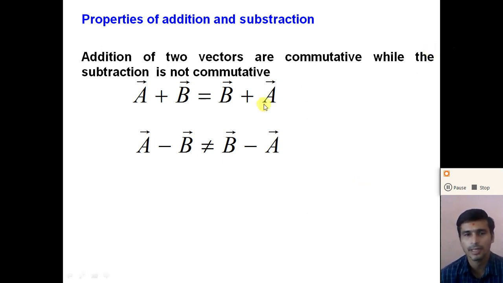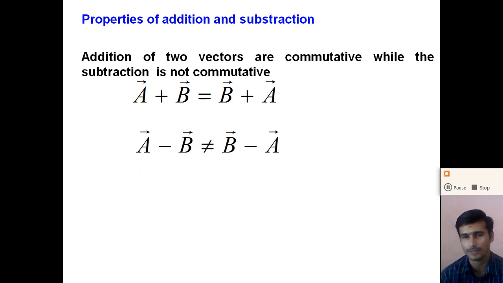So if we want to add two vectors, vector A and B, we take the first vector A and on the head of vector A draw vector B, and we get vector A plus B. Instead of this, if we take vector B and on the head of vector B draw vector A, we get the same result. So the addition A plus B is equal to B plus A. So we can say that the addition of two vectors is commutative, while the subtraction of two vectors is not commutative. A minus B is not equal to B minus A.